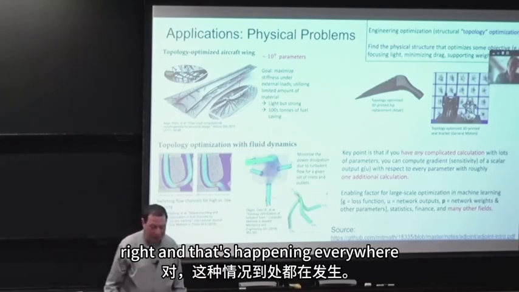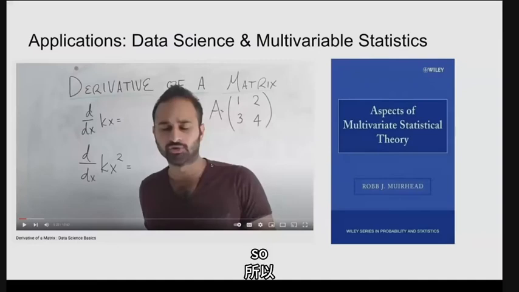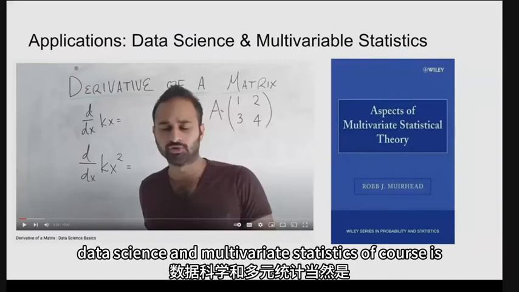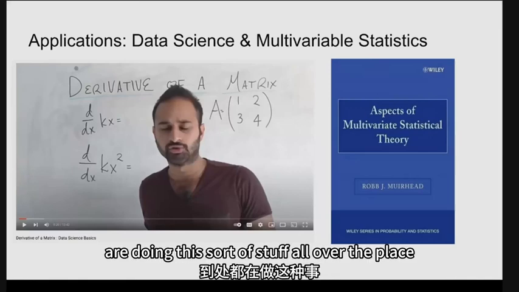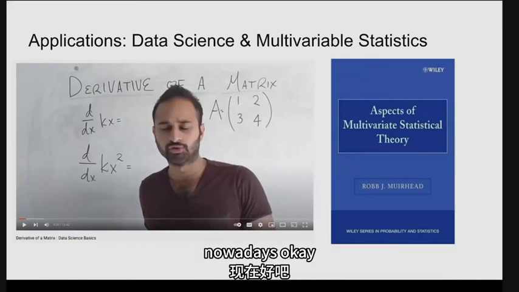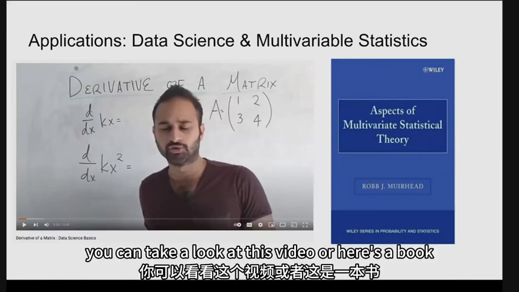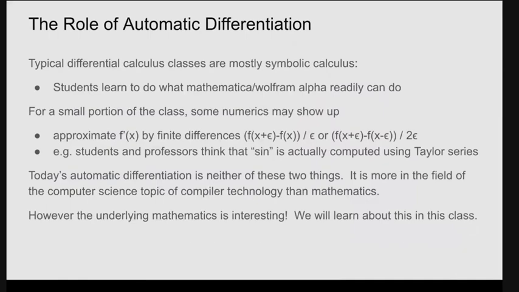And that's happening everywhere. So data science and multivariate statistics, of course, is another big area, especially the computer scientists are doing this sort of stuff all over the place nowadays. Okay, so you can take a look at this video, or here's a book.